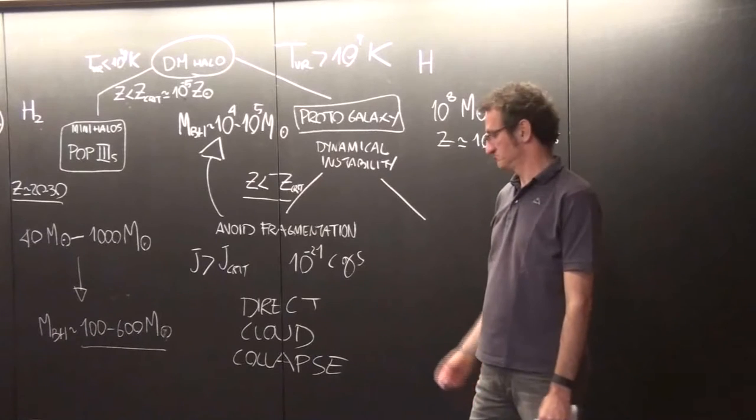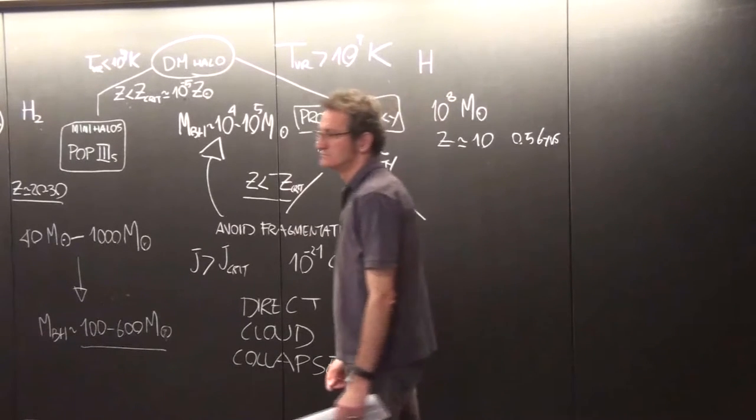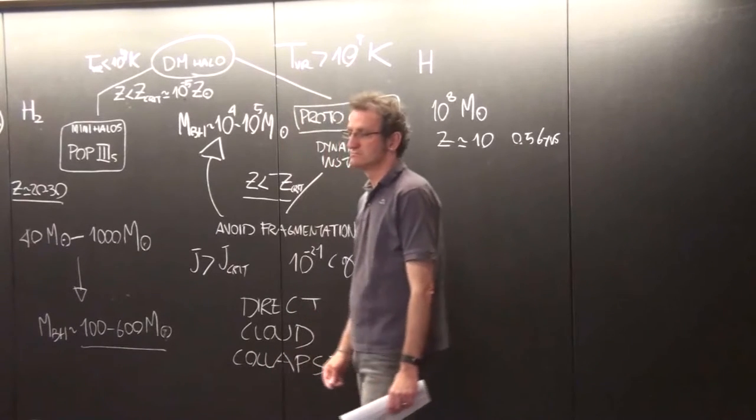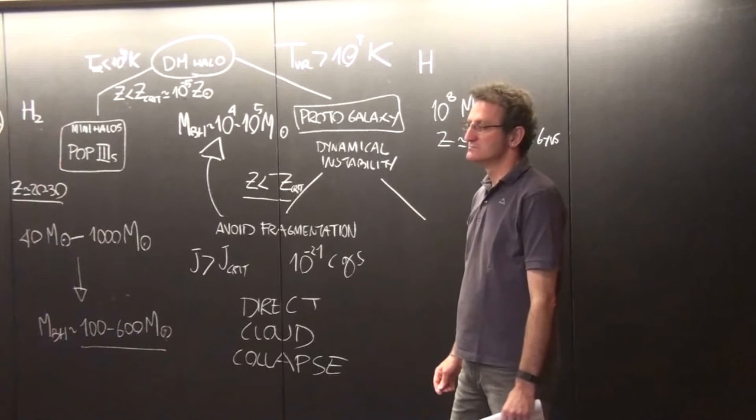I mean, winds might be an issue as well, but also pulsational instabilities, where you could throw off a lot of the mass very rapidly. I haven't seen a paper that looks into this. Maybe there's an easy way out and maybe it's really stable, but.